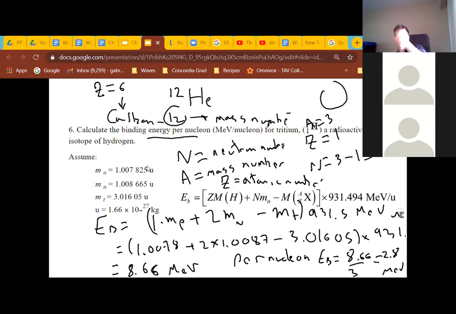So yeah, we're comparing the mass of the tritium nucleus, which is a proton and 2 neutrons, versus the mass of a proton and 2 neutrons separately. And that difference in energy is the fact that when the 2 neutrons and the proton form into tritium, energy is lost. Okay.